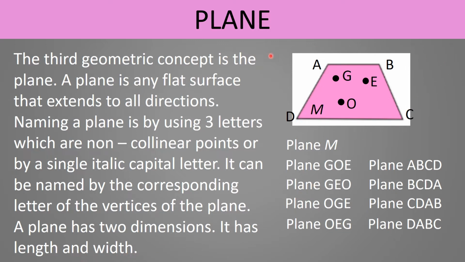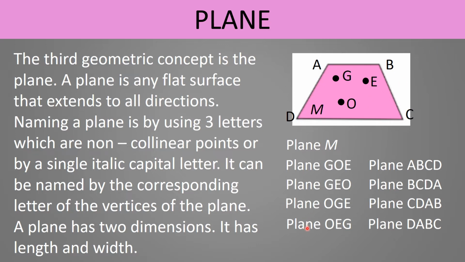So we have this figure. We can name this figure in many ways. We can name it as plane M through one capital letter. Then we can name it using three letters inside the plane, arranged consecutively clockwise or counterclockwise. So we can name it as plane GOE, plane GEO, plane OGE, plane OEG. So we can name this figure in many ways.